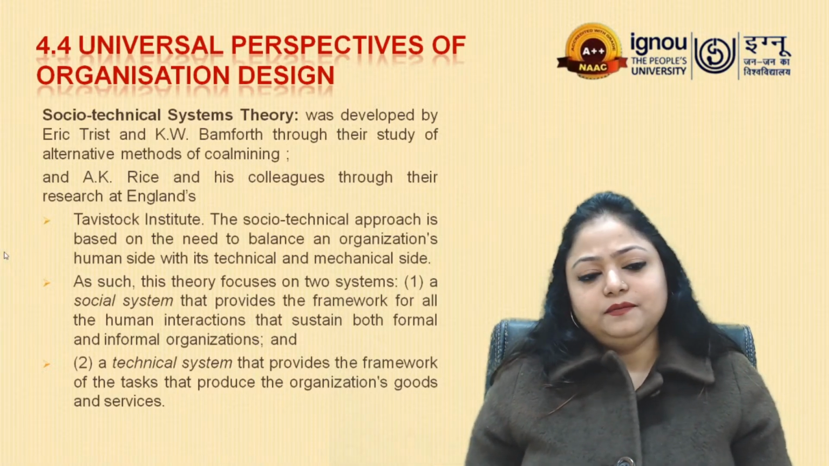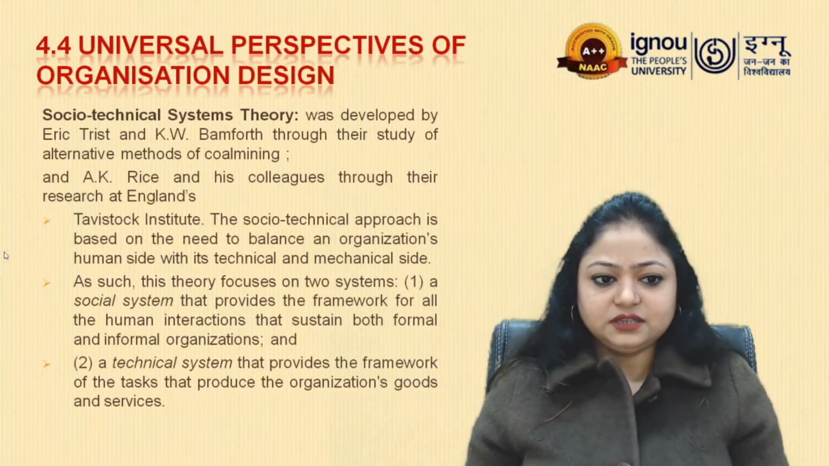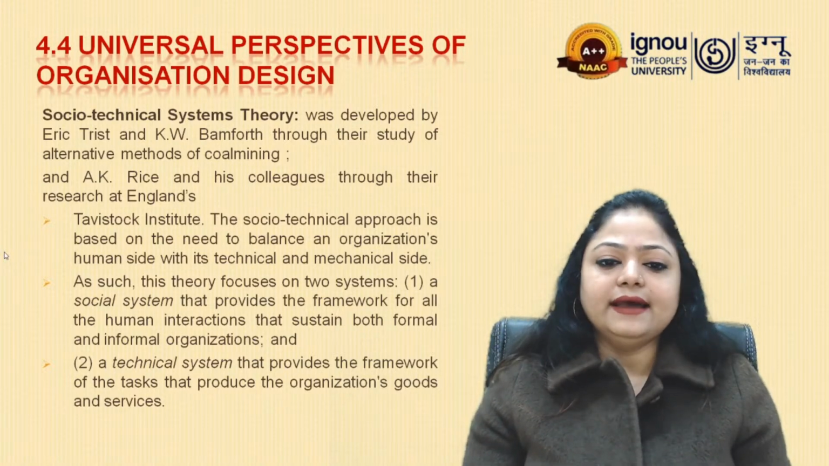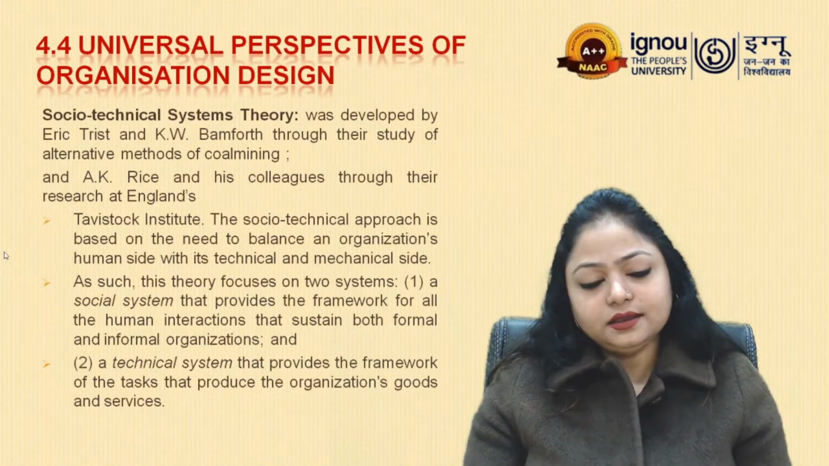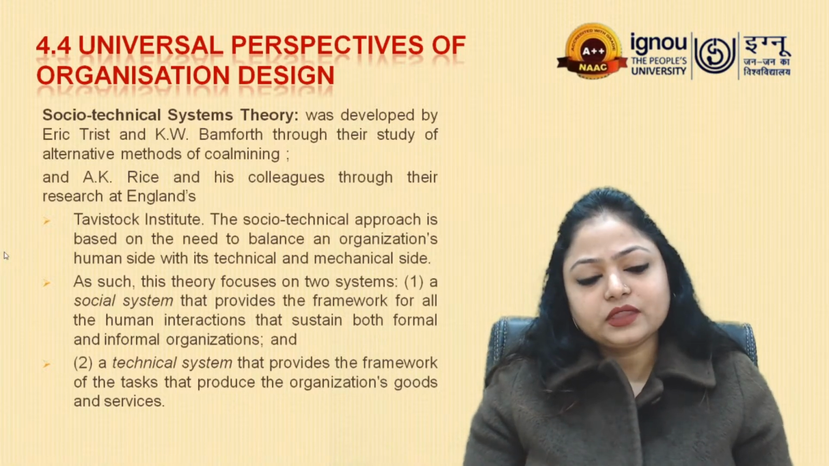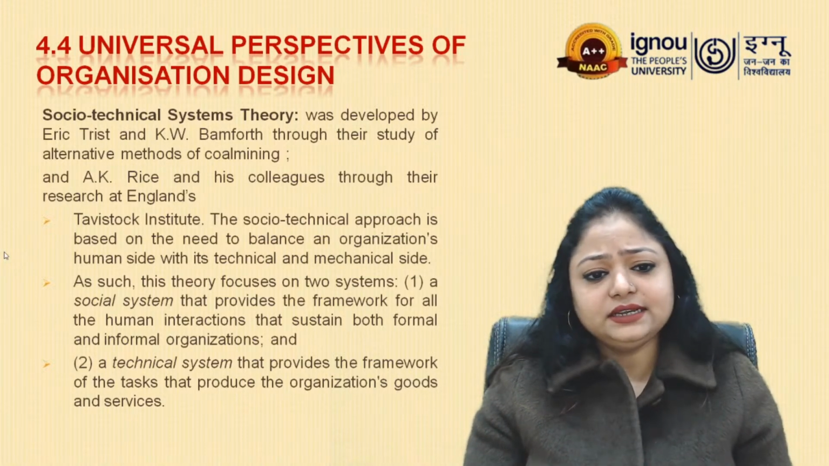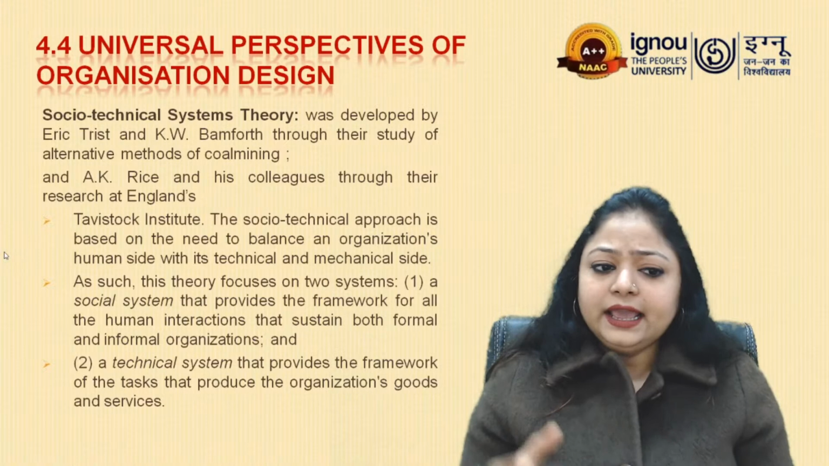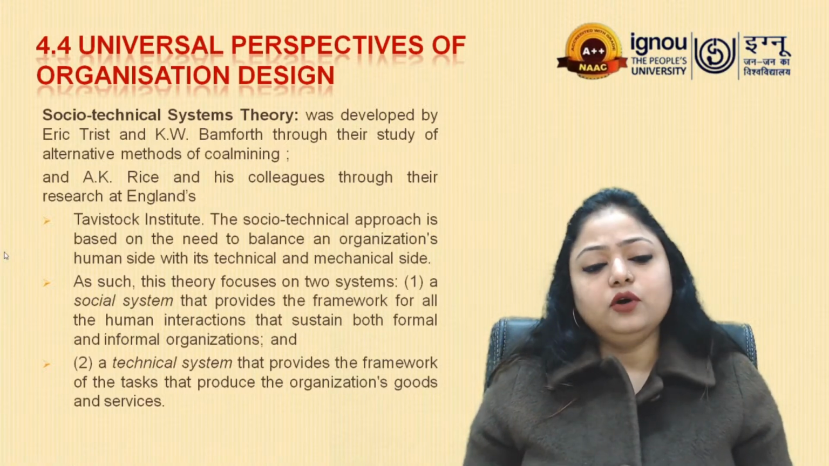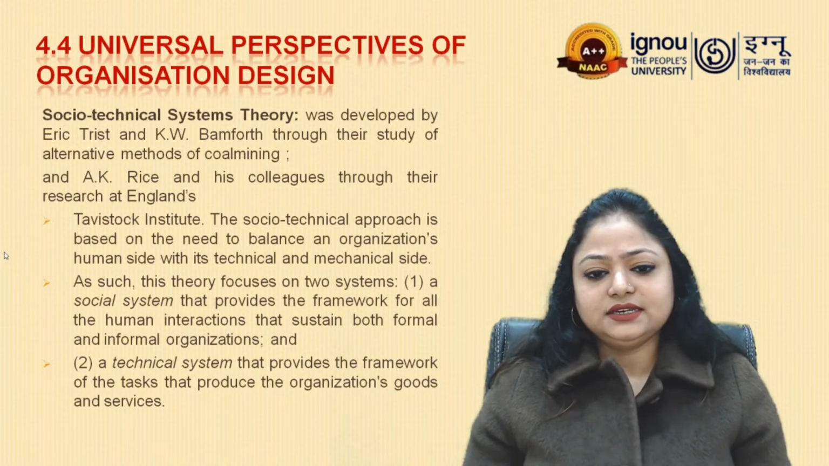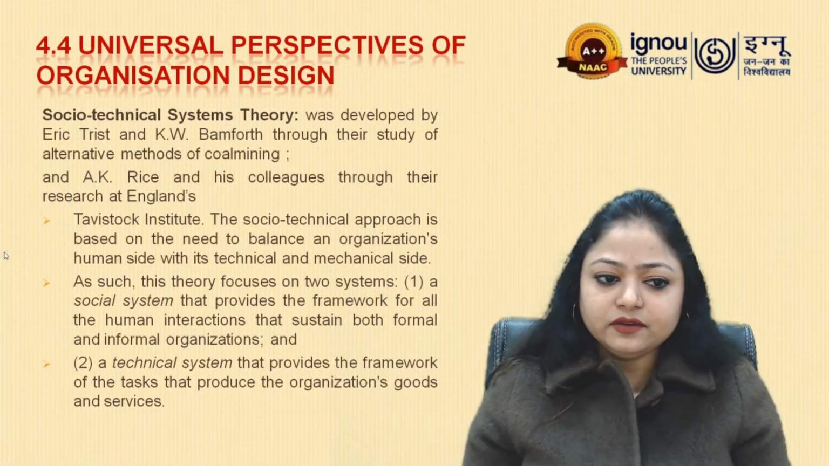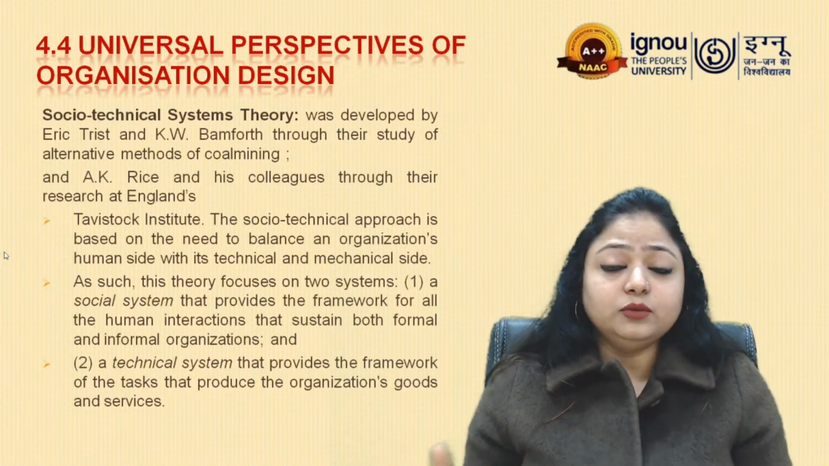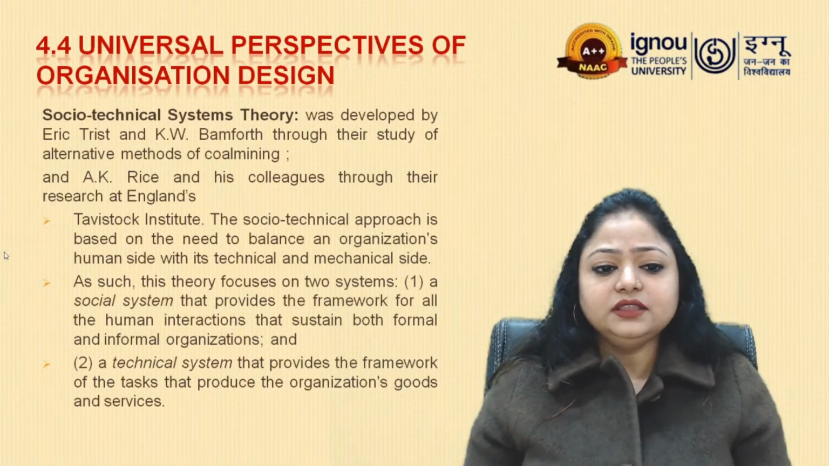And as such, this theory focuses on two systems. One is the social system. People come from society, they have their behavioral side, their motivation, their attitude, their perception, the totality of their personality, and that provides the framework for all human interactions and helps to understand that both formal and informal organization exist in the organization. We cannot do away with informal group settings or group communication or informal organization forming within the organization.